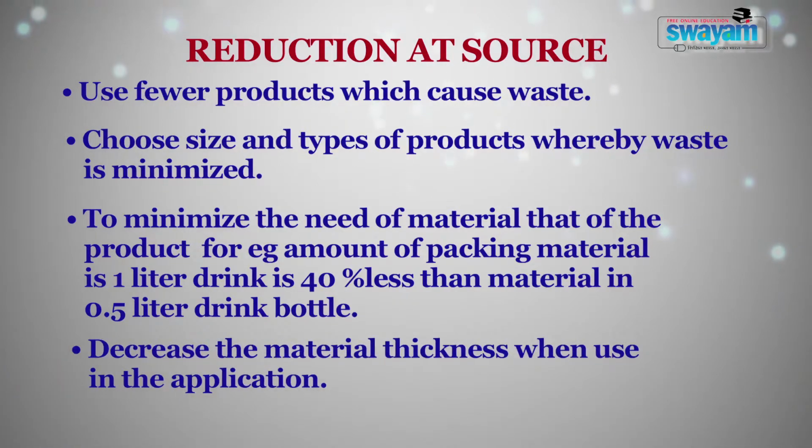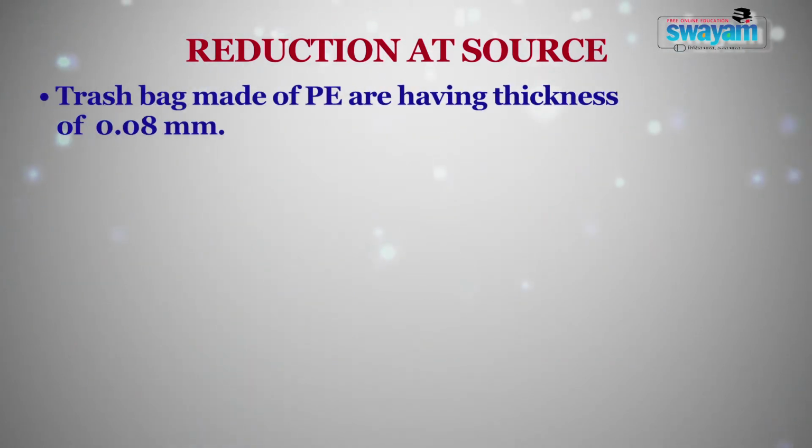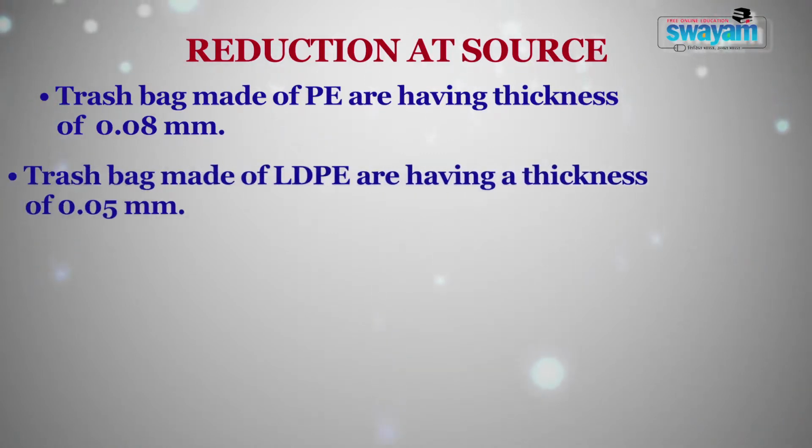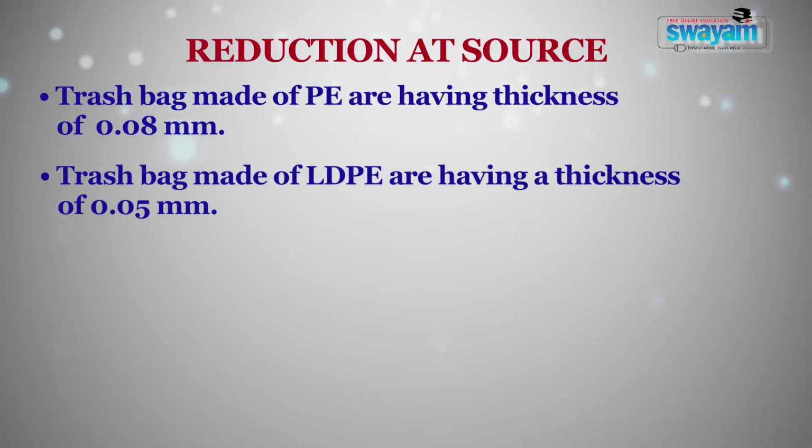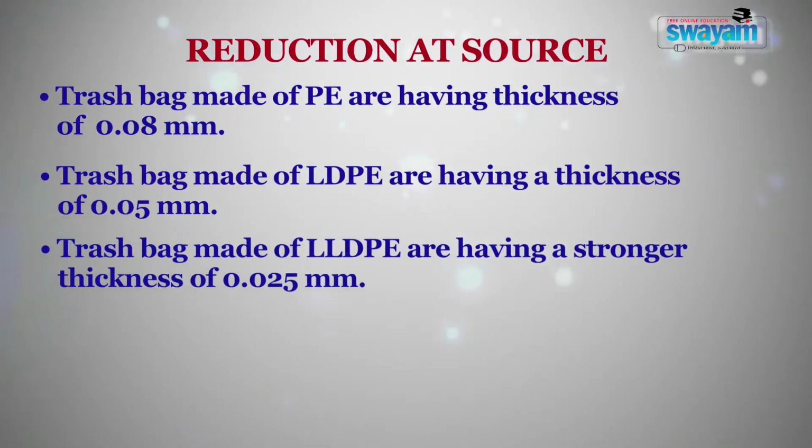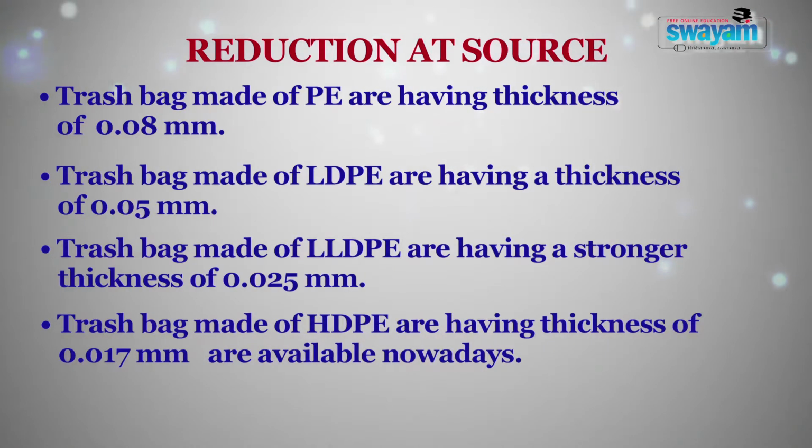Another is to decrease the material thickness when used in the application. For example, trash bags made of polyethylene have a thickness of 0.08 mm, and trash bags made of LDPE have a thickness of 0.05 mm. Trash bags made of LLDPE have a stronger thickness of 0.025 mm. Trash bags made of HDPE with a thickness of 0.01 mm are available nowadays.